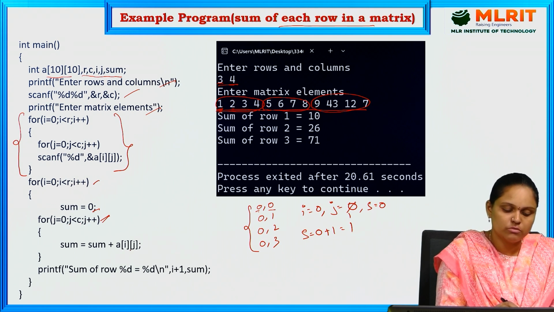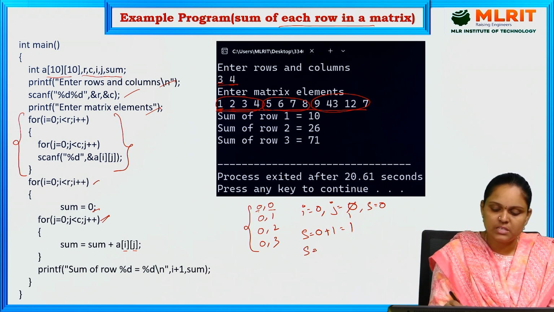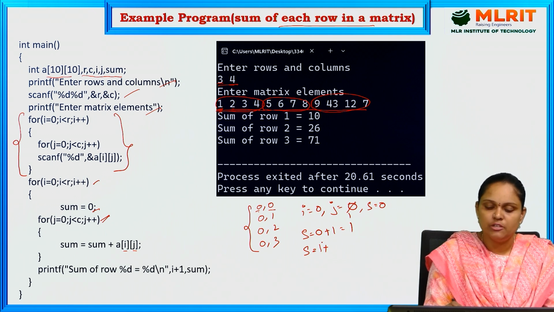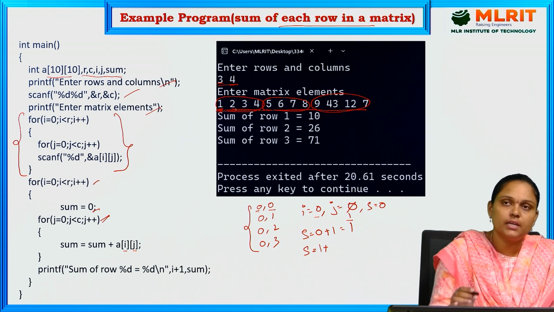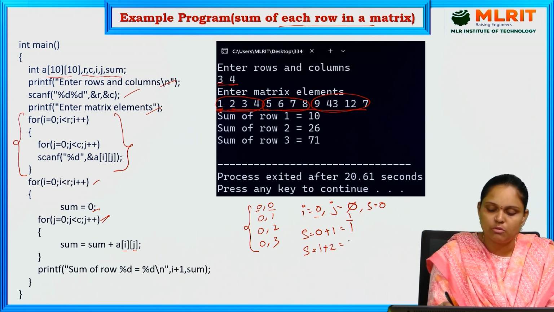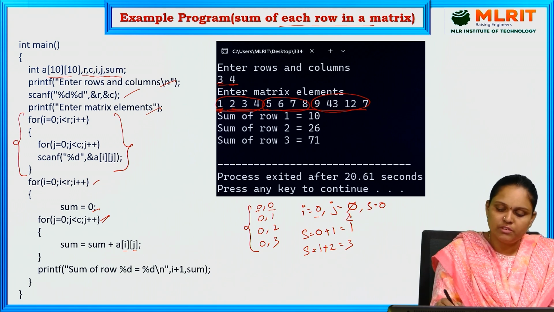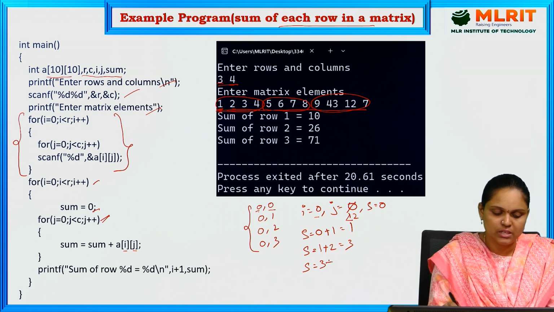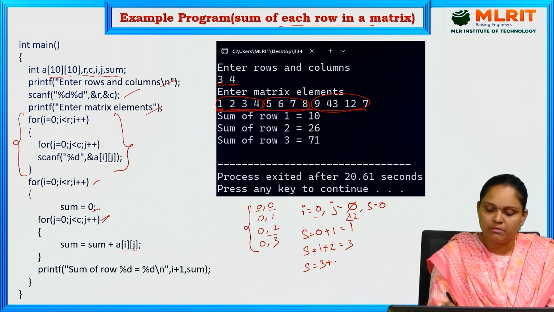Since it is true, now j is 1 and i is 0. Again sum equals the previous sum, which is 1, plus a of ij. The i value is 0 and the j value is 1. In the 0,1 index we have the second element, 2. So 1 plus 2 equals 3. Next j increments, j equals 2. Sum equals the previous sum 3 plus a of ij, that is 0,2. In 0,2 we have the value 3. So the sum will be 6.